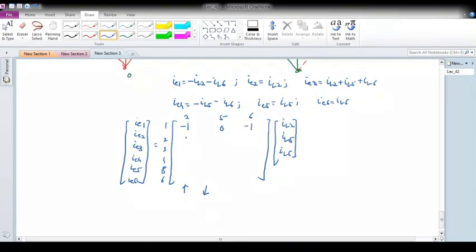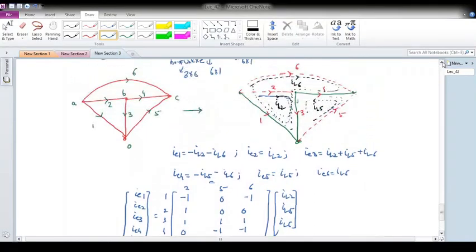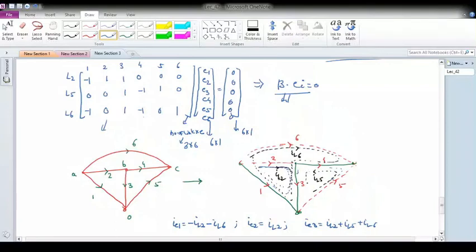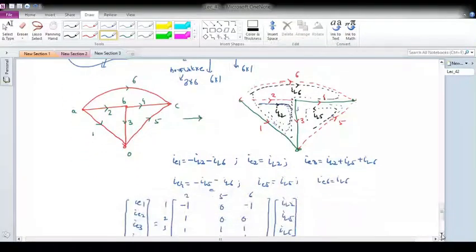For I2 only IL2, so it is 1, 0, 0. For I3, IL2 is present, IL5 is present, IL6 is present. For I4, minus IL5 minus IL6, you can see here. For I5 only IL5 is present, so 0, 1, 0. For I6 only IL6 is present. If you look at this matrix, it is basically the transpose of the B matrix which we derived. So whatever matrix we obtain is just the transpose of this B matrix, which is the tie-set matrix.